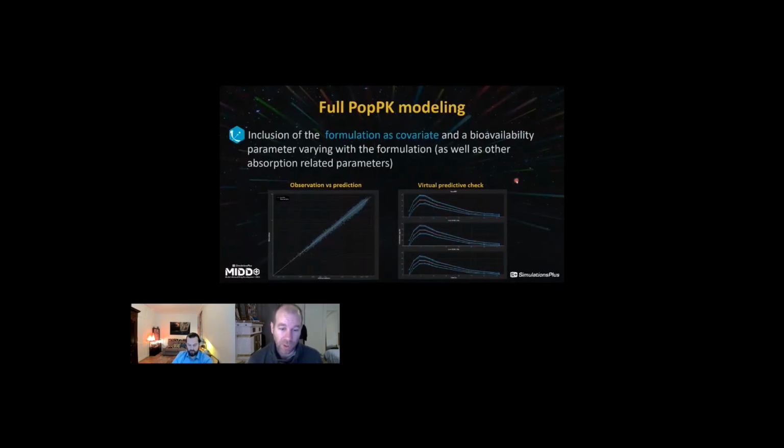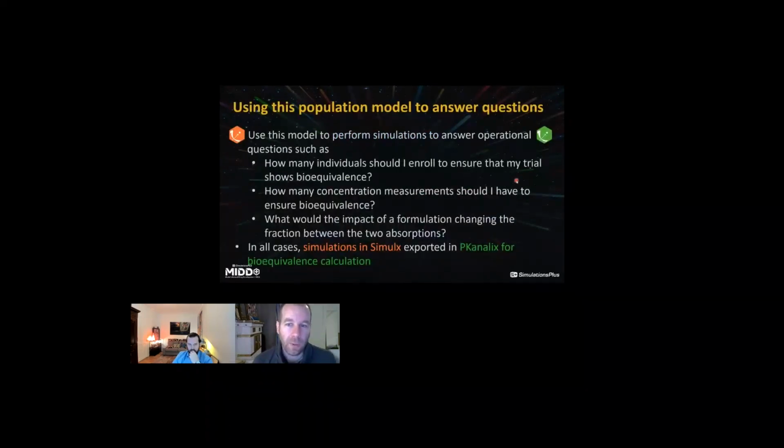If we can go on the next slide. So why are we doing that? Because that's nice curves, nice layout in Monolix, but there is a goal behind that. It's to really answer questions. The first is to use this model to perform simulations to answer operational questions.